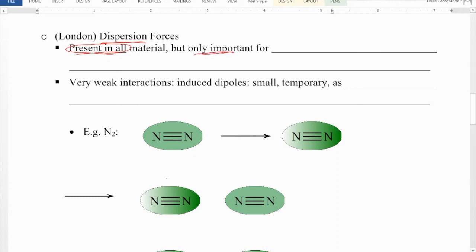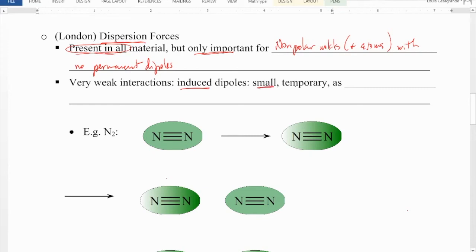But they're only important when there's nothing stronger. They're only important for nonpolar molecules, and we can also throw atoms in there as well, like for noble gases, which we'll see down below. Nonpolar molecules with no permanent dipoles. So without permanent dipoles, then you can't have dipole-dipole or hydrogen bonding. So this is going to be the only thing available to you. These are very weak interactions. This is what we call induced dipoles. We'll see in a moment.